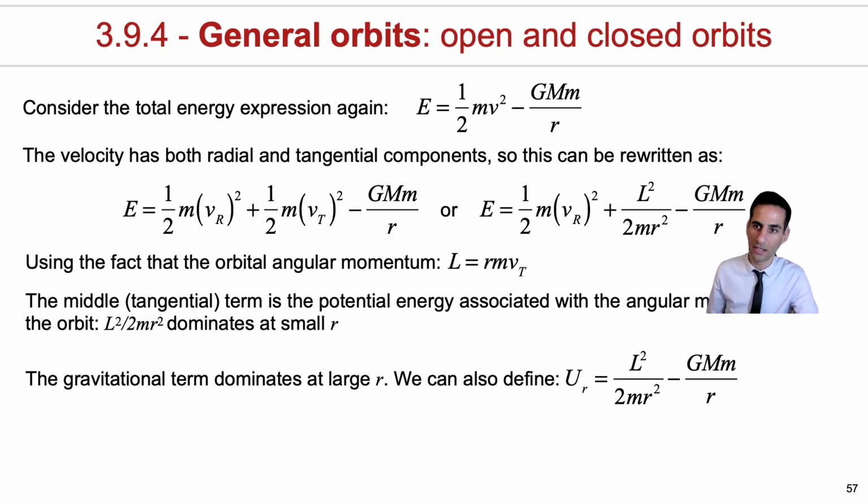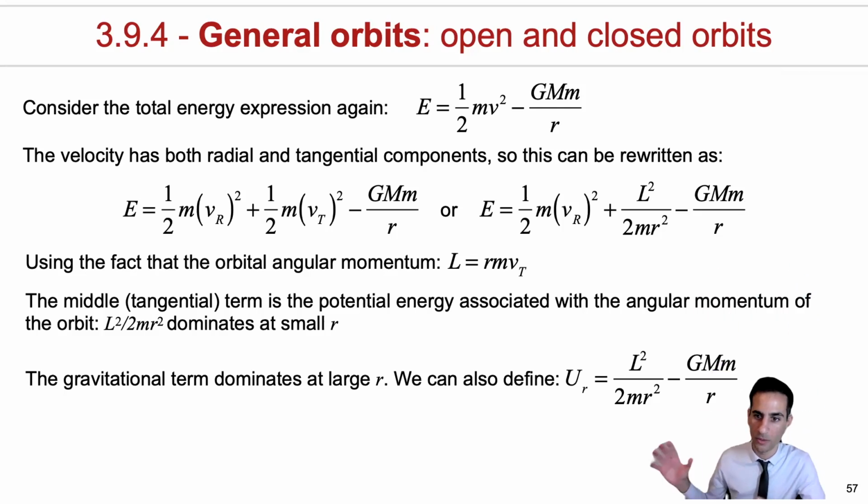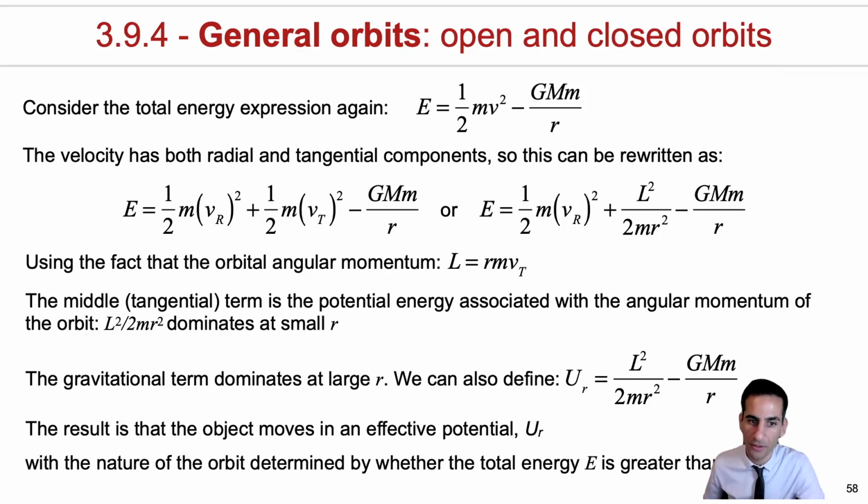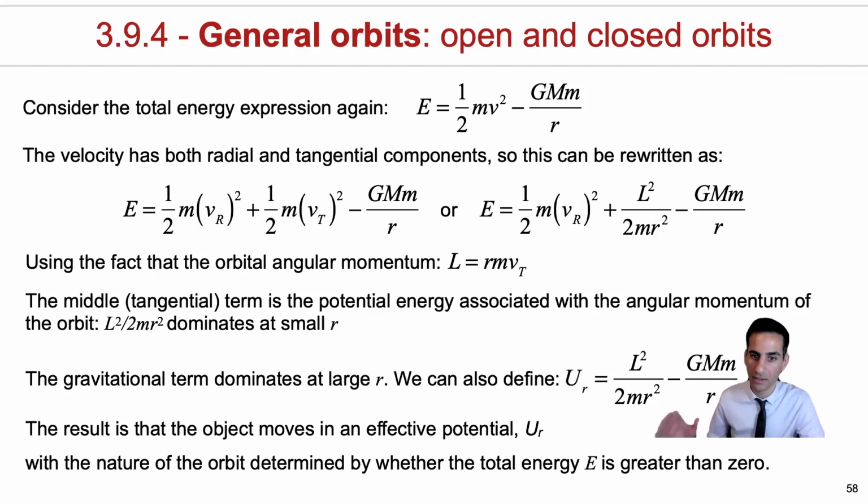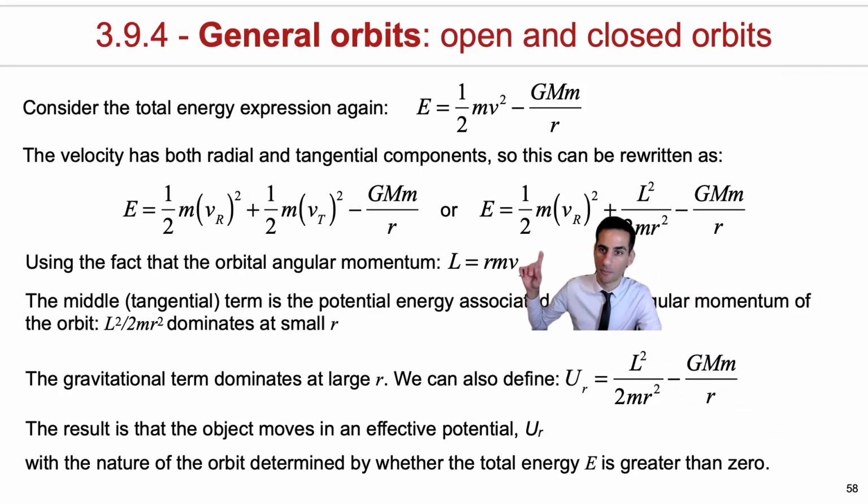So we'll keep the other one as the pure kinetic energy to do with the radial velocity, and we'll redefine this as U_R. If you do this, essentially it means that the particle, the object, the planet is moving in an effective potential. So you could see this as a potential U_R, and the nature of the orbit will depend on the total energy, whether this total energy is positive or negative, and also the actual value can make you predict whether you are orbiting in a circle, an ellipse, a parabola, or a hyperbola, for example.